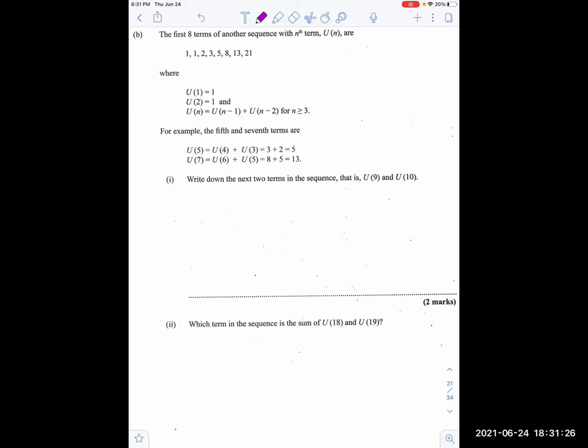The first 8 terms of another sequence with n terms. This is called the Fibonacci series. So for those of you all who absolutely love social media, type in Google the Fibonacci series and you all will find this sequence, right? Now, U1 is equal to 1, right? U2 is also equal to 1.